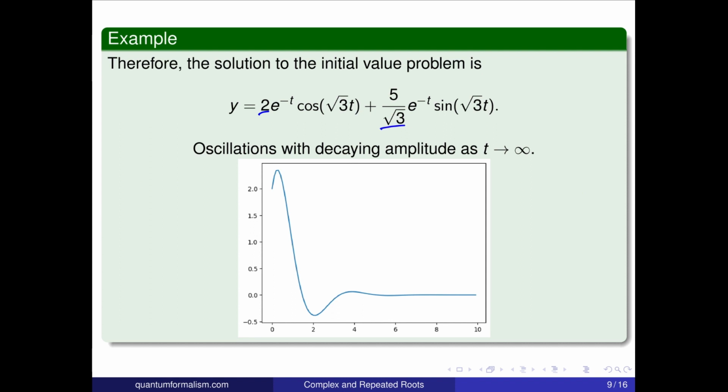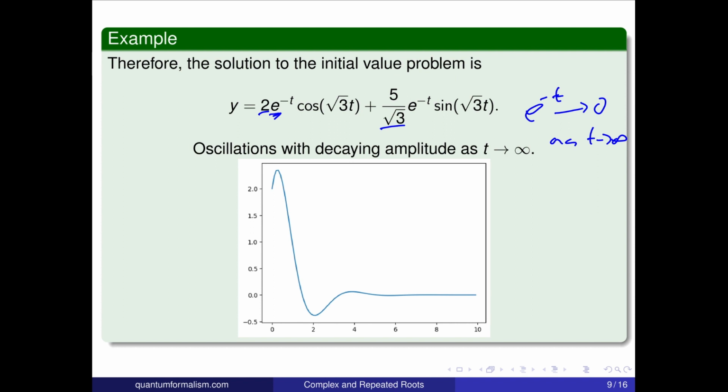All right, and the behavior as t goes to infinity, these are oscillations with decaying amplitude, right? So sine and cosine will both oscillate back and forth as t goes to infinity, but this e to the minus t term will go to 0 as t goes to infinity. So we have oscillations, but the amplitude will decay to 0. And e to the minus t does go to 0 quite quickly, so you can see this amplitude will decay quite rapidly, in fact.